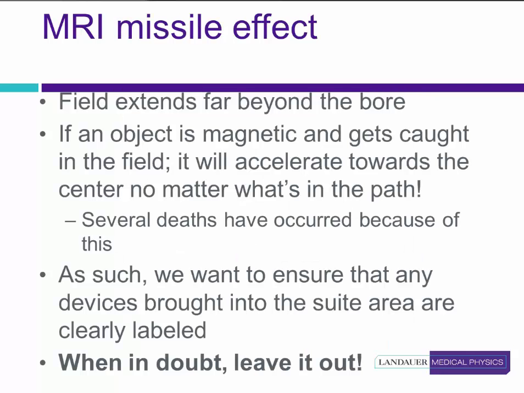The major reason we worry about various objects entering the MRI safe area is because of patient, staff, and equipment safety. We worry because of something known as the missile effect. The missile effect is something in the MRI community where we know that the magnetic field extends beyond the MRI system into the surrounding rooms. As such, if an object gets caught in the field of the magnet, it's going to accelerate towards the middle of the magnet, no matter what's in its path. Multiple deaths have been attributed to this over the past few decades.